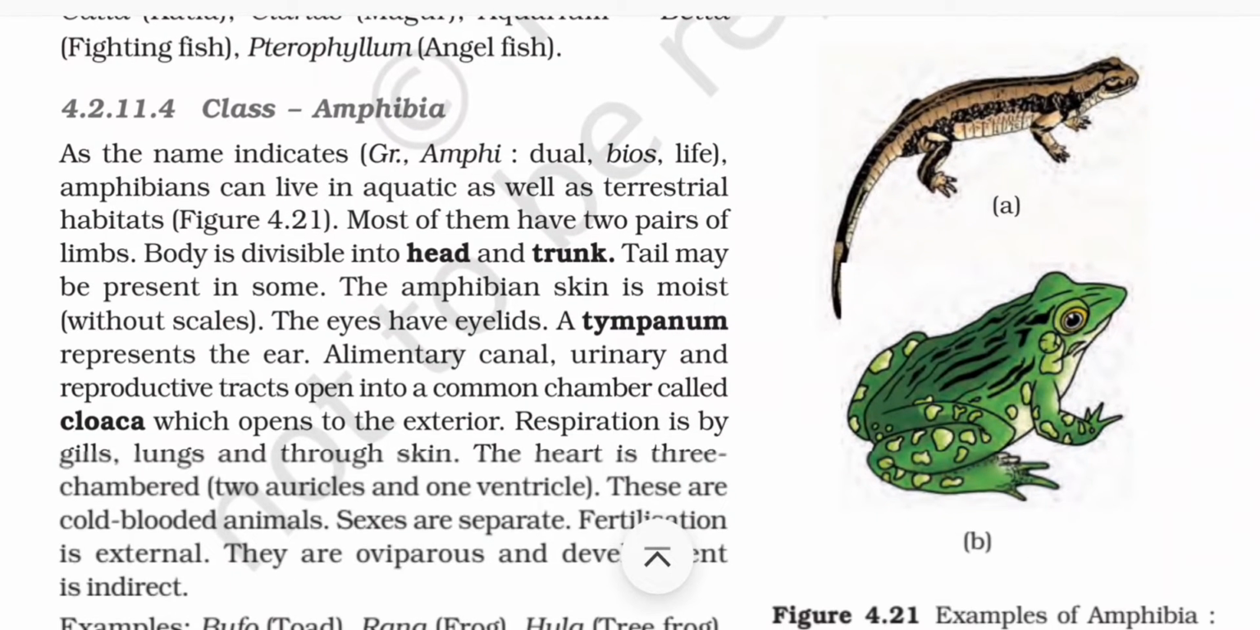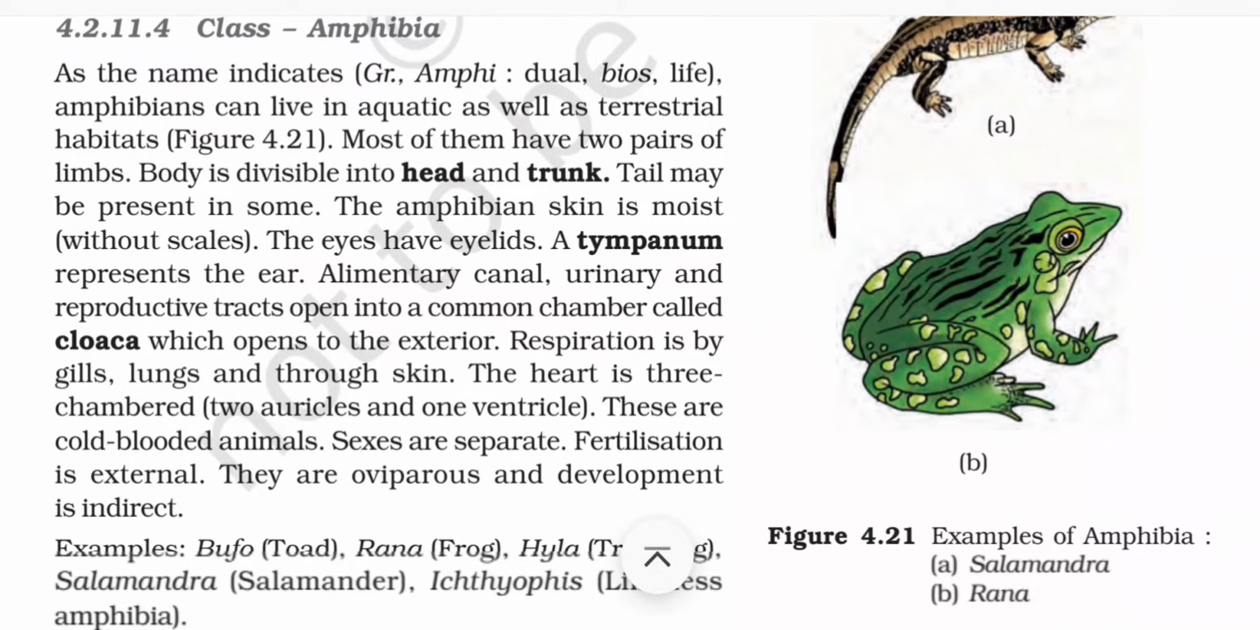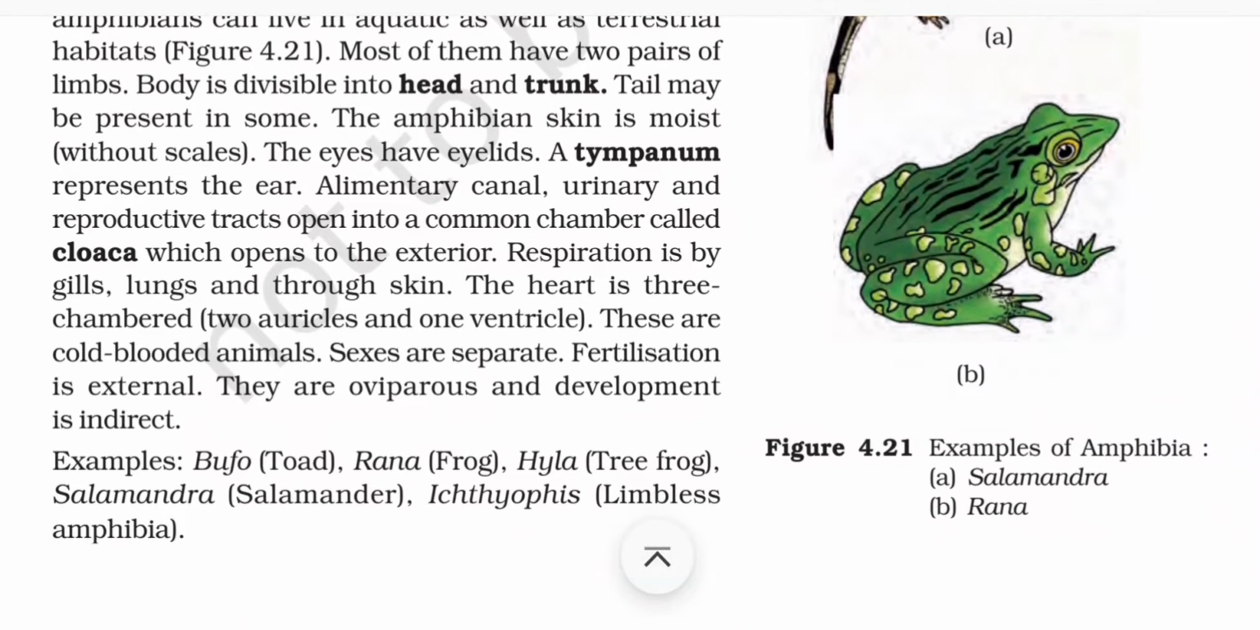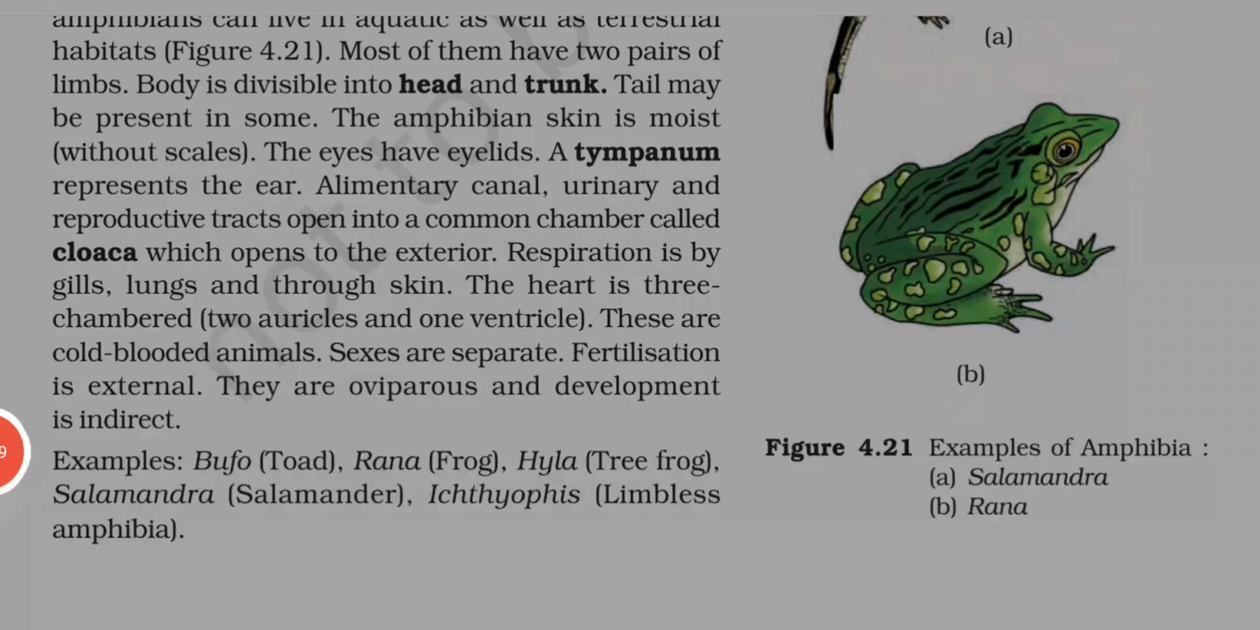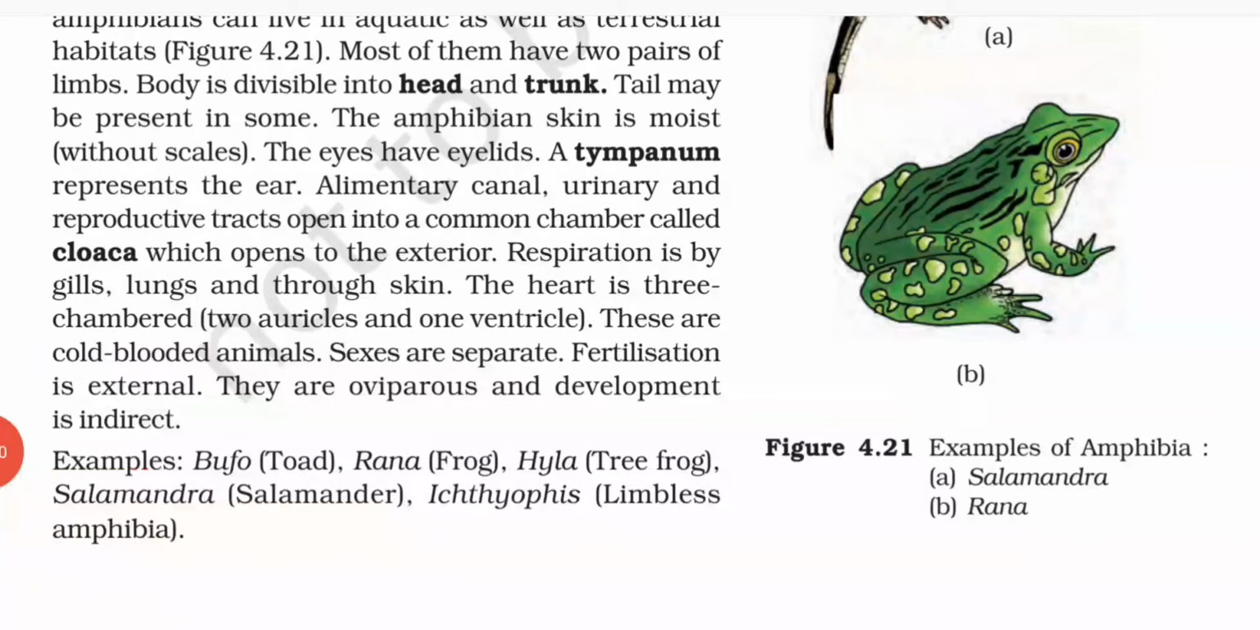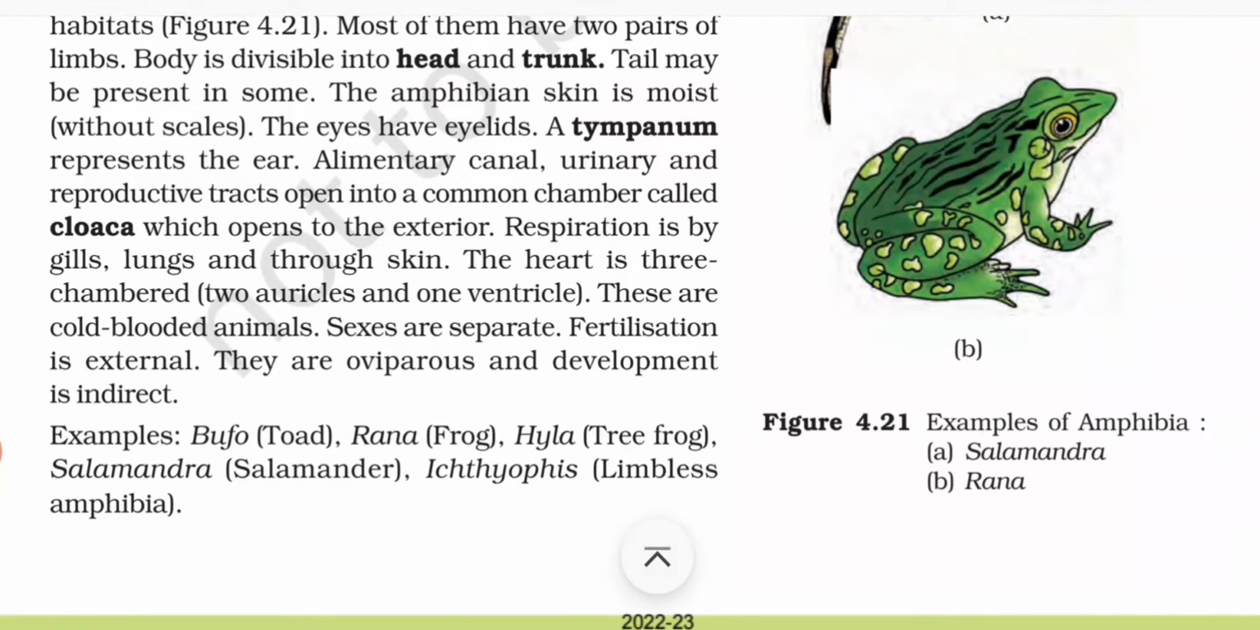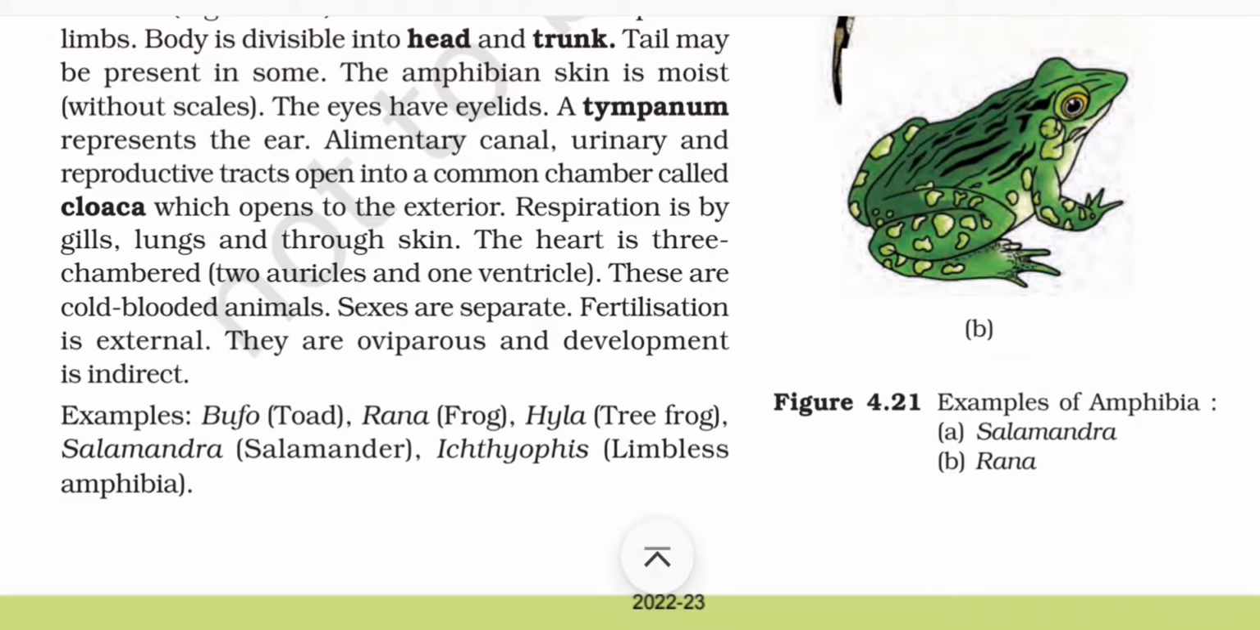angelfish. Class Amphibia. As the name indicates, amphibians can live in aquatic as well as terrestrial habitats. Most of them have 2 pairs of limbs, bodies divisible into head and trunk. Tail may be present in some. The amphibian's skin is mostly without scales. The eyes have eyelids. The amphibian skin is moist. A tympanum represents the ear.